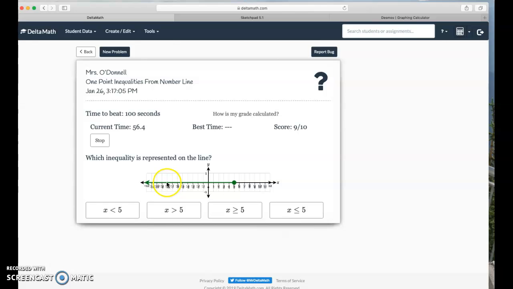My graph is less than or equal to 5. My graph is less than or equal to 2. Oh, and I'm at 11, so I can go ahead and click stop.